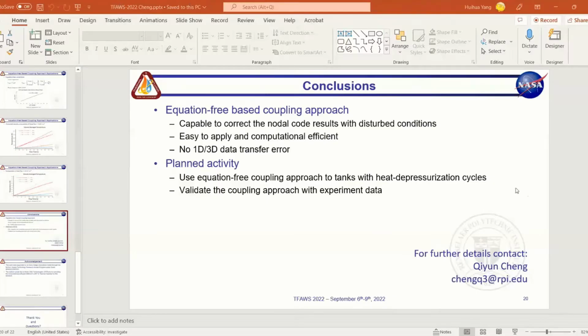Okay, the question is why I use the natural log to normalize the temperature. Yes, that's a good question.